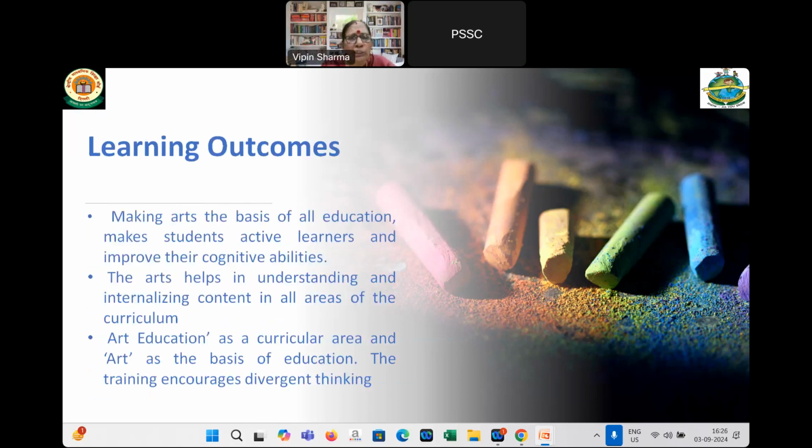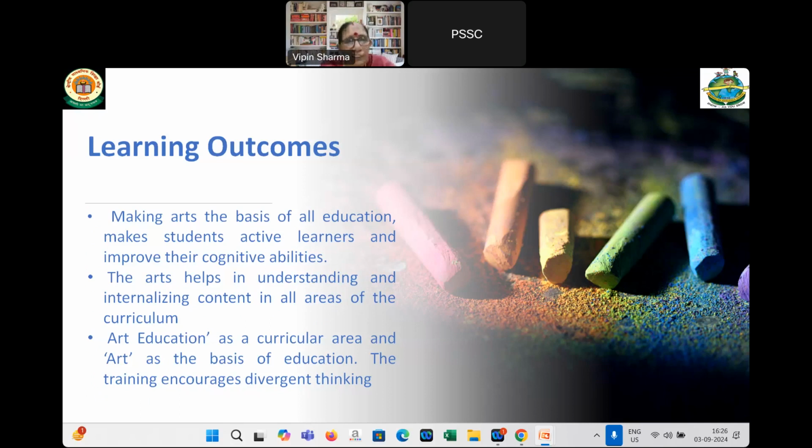Learning outcomes: making arts the basis of all education makes active learners and improves their cognitive ability. The idea is that the child has to think, no rote learning. Engineers, doctors, fine, basics can be given, but ultimately let us improve their cognitive, logical abilities, okay? The art helps in understanding and internalizing content in all areas, as I said, all areas of the curriculum. Art education as a curricular and art as the basis of education, two aspects.